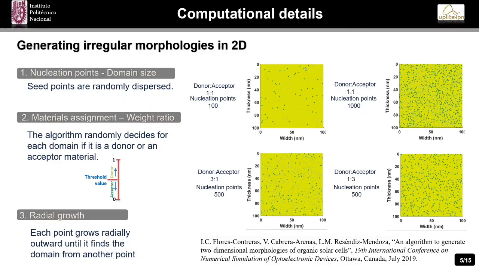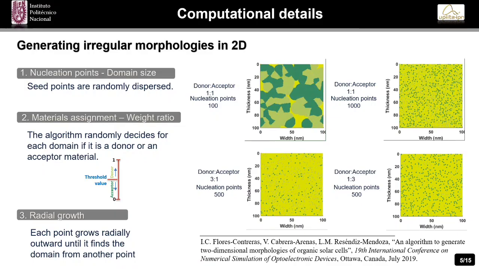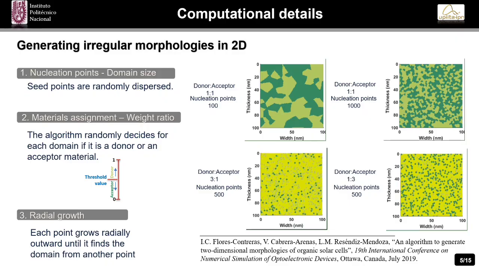Here we can see an animation that shows how the algorithm works. The first sample has 100 nucleation points, while the second one has 1000 nucleation points. Both have a 1-to-1 donor-acceptor ratio. The result is that with fewer nucleation points, the domain size is large, while with more points, the domain size is small.